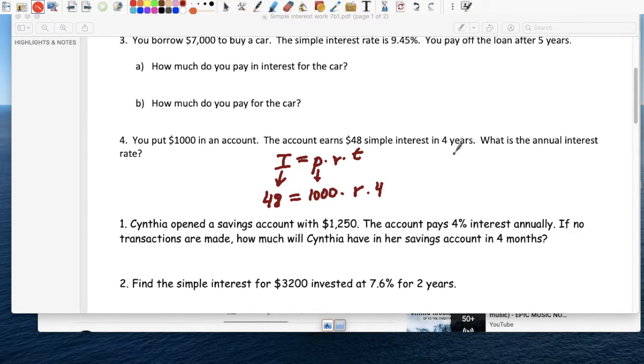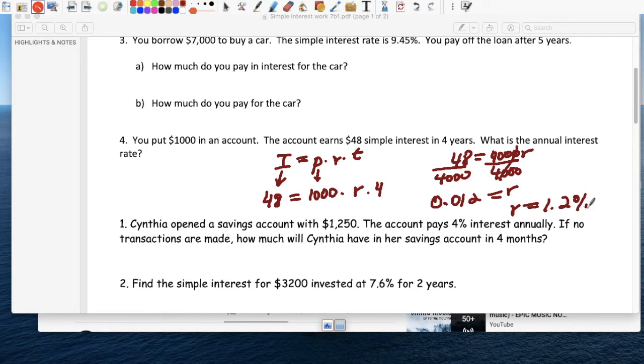Now let's continue. I multiply. I get 48 equals 1,000 times 4, which is 4,000R. R is the unknown variable. We're going to divide this by 4,000, and divide the other side by 4,000. R equals 48 divided by 4,000, which is 0.012. You can multiply that by 100 or just move the decimal 2 places to the right. And here's your interest rate, 1.2%, which is very, very little.